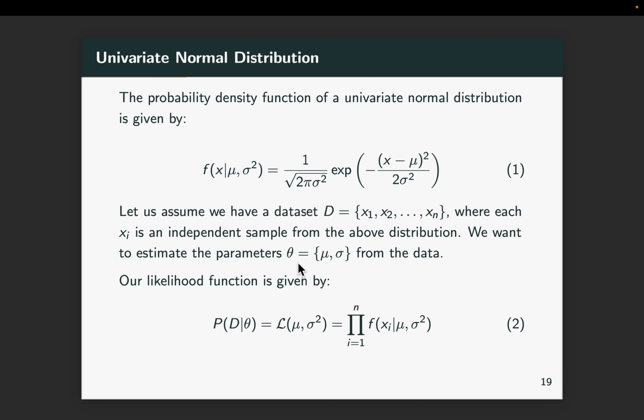Again, we'll assume that we have a data set. We have sampled from this distribution. We have got a certain set of observations, x1 through xn. We'll again make use of the IID assumption.